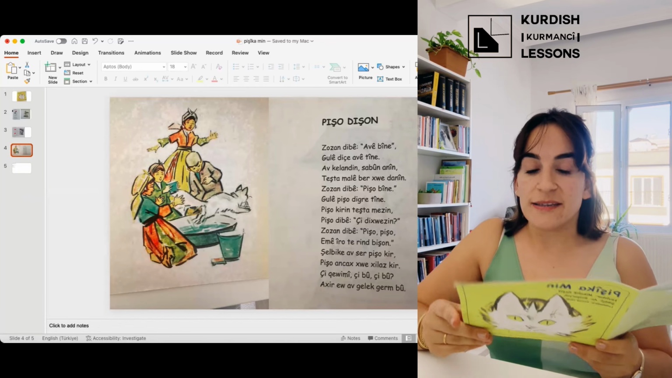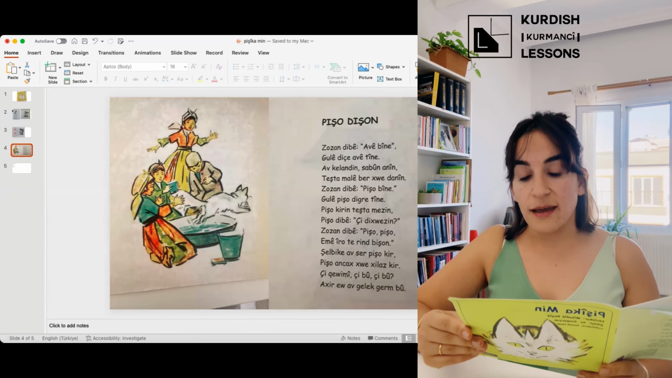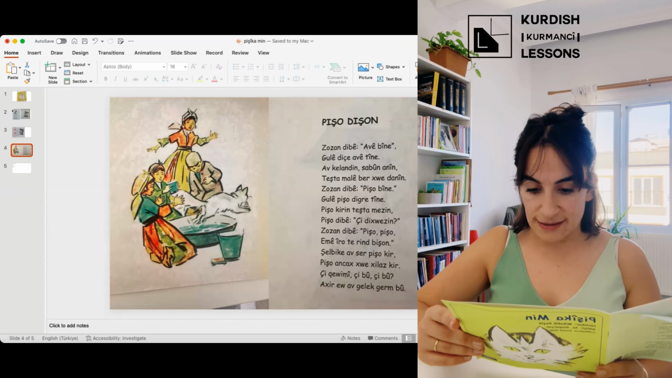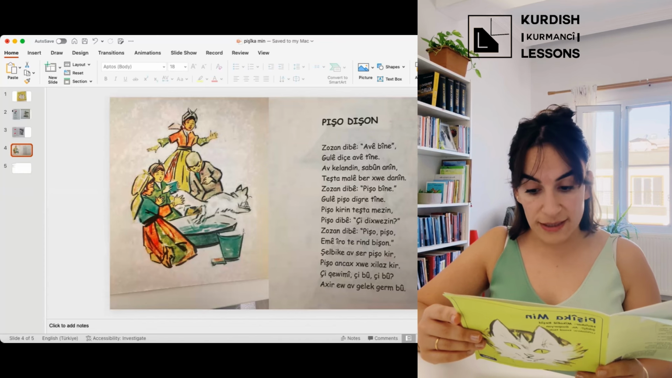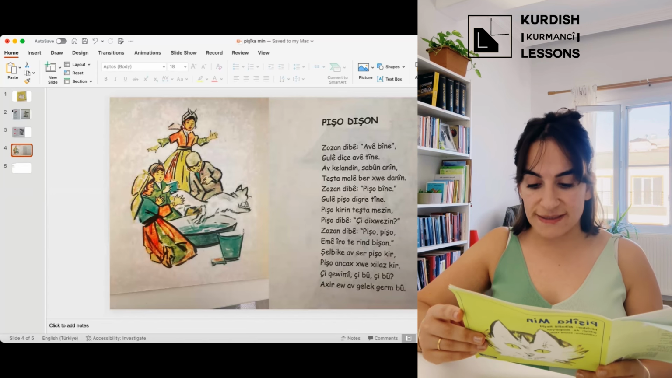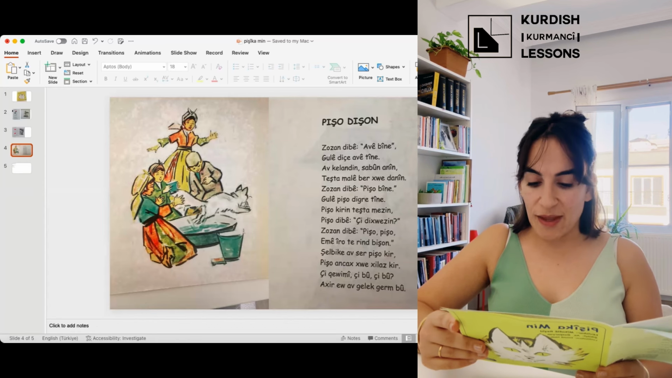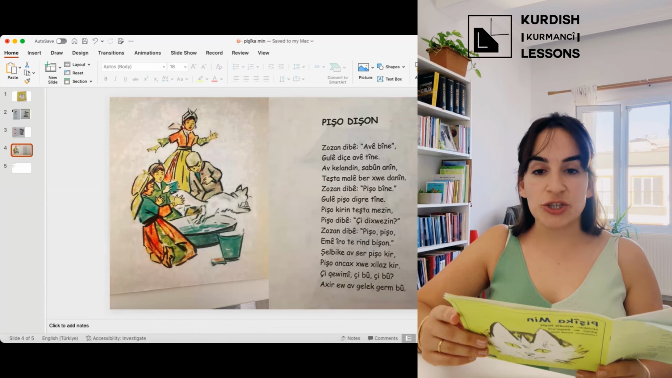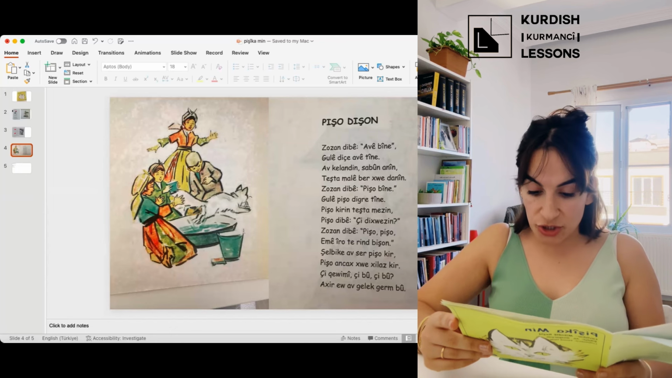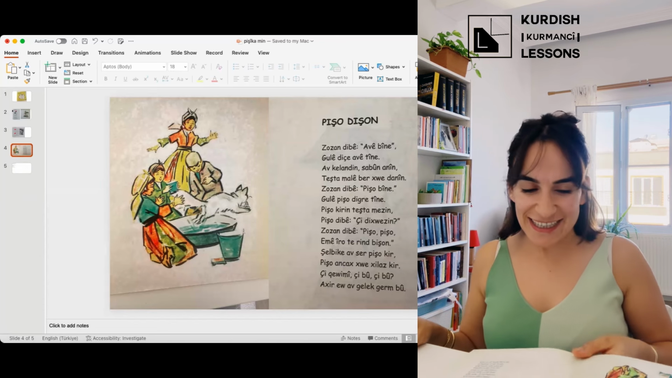So here. Zozan dibe, ave bine, gule diçe, ave dine, av kelandin, sabun anin, teşta male, berhudanin. Zozan dibe, pişo bine, gule pişo, digre dine, pişo kırın teşta mezin, pişo dibe, çi duhaze. Zozan dibe, pişo pişo, eme iro terind bişon. Şelbike av ser pişo kır, pişo ancak kuhlas kır. Çı kavmi, çı bu. Ahır, ev av gelek germ bu. It's a very nice text, I love it.